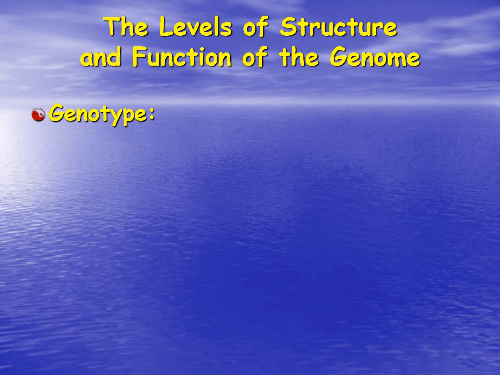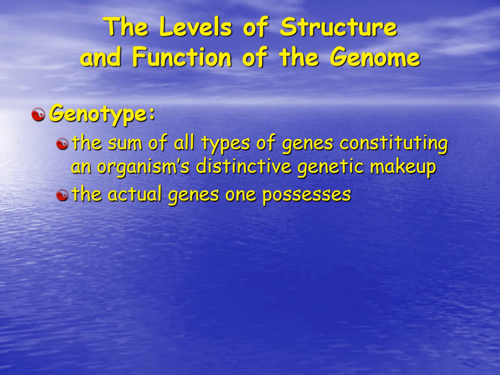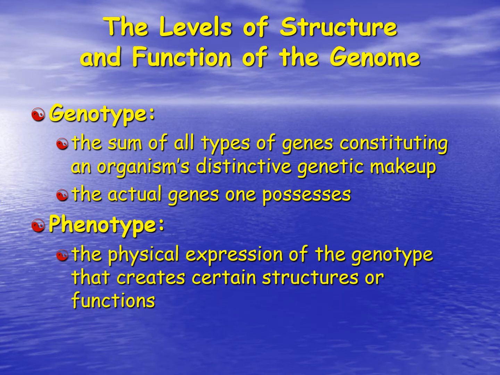Now, genotype are the actual genes that one possesses. It is the sum of all types of genes constituting an organism's distinctive genetic makeup. It's the actual genes that one possesses, whereas the phenotype is the physical expression of the genotype that creates certain structures or functions within the organism.